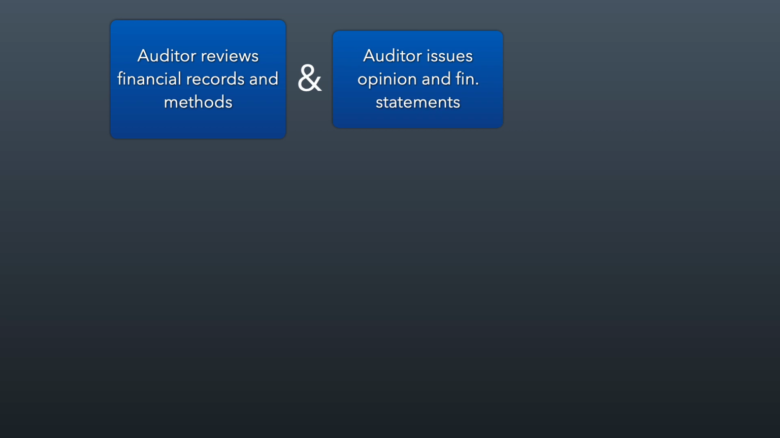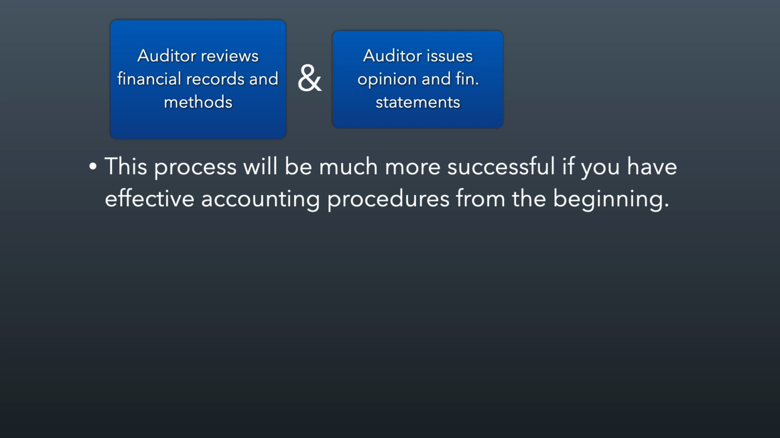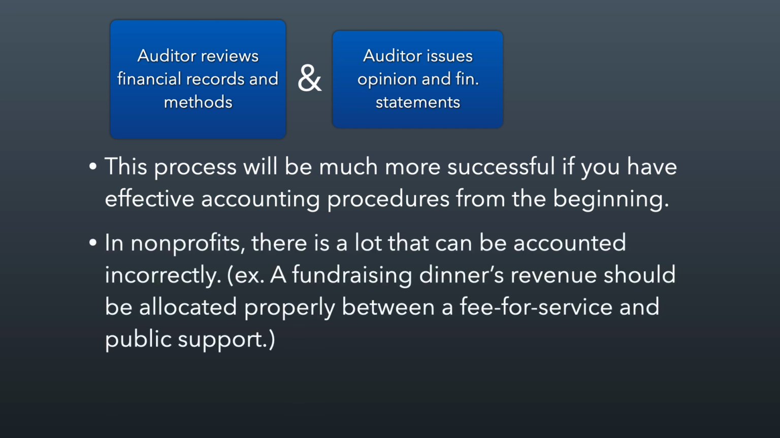For these middle two steps, where the auditor reviews your financial records and then issues financial statements, this process is a lot more successful if you've been using good accounting procedures from the beginning. If your accounting process is a mess, it's going to be much harder for the auditor to evaluate what they need to evaluate. And in nonprofits, there's a lot that can be accounted for incorrectly. For example, a fundraising dinner's revenue has to be allocated properly between a fee for service and public support, because you're selling banquet table seats and meals, but you're also soliciting donations, and you have to make sure that you've accounted for these things well.